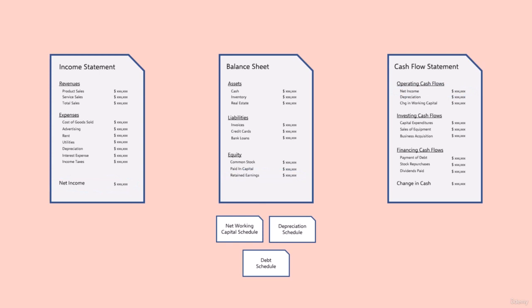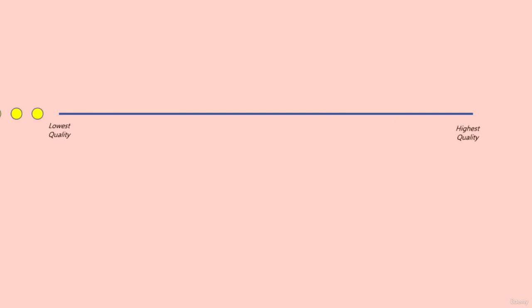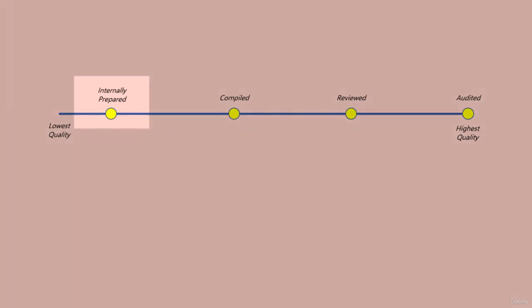Let's switch gears for a moment and talk about financial reporting quality. Financial reporting quality refers to how reliable a financial report is to an analyst or an investor, and by order of least to highest quality, financial statements can be internally prepared, compiled, reviewed, or audited. Internally prepared financials are simply those which are put together by an employee of the company, and these are generally regarded to be the lowest quality because they aren't subject to any type of additional review by a third party.